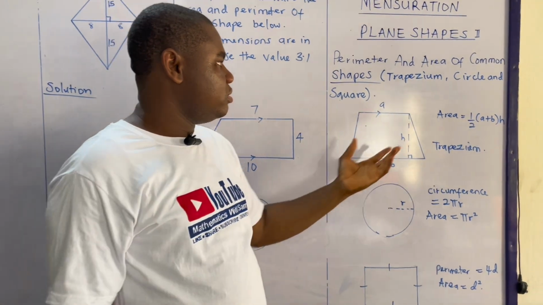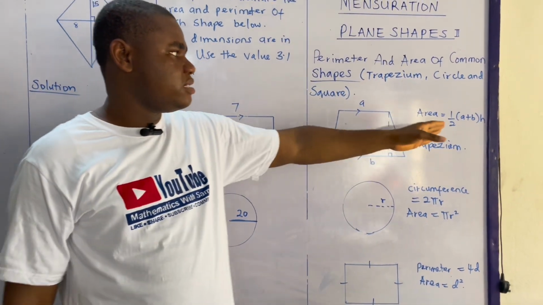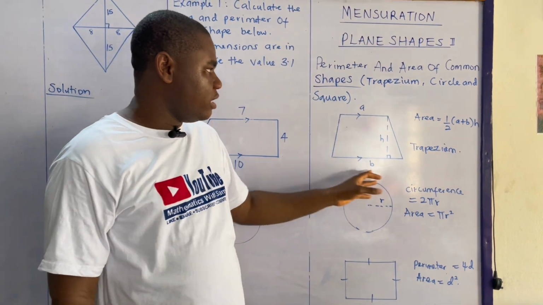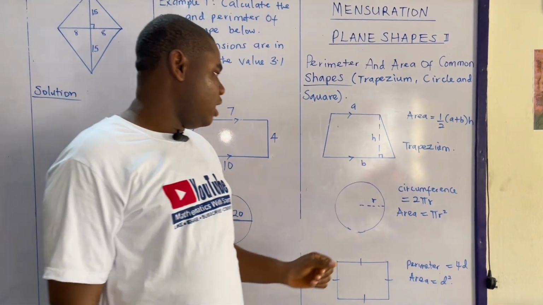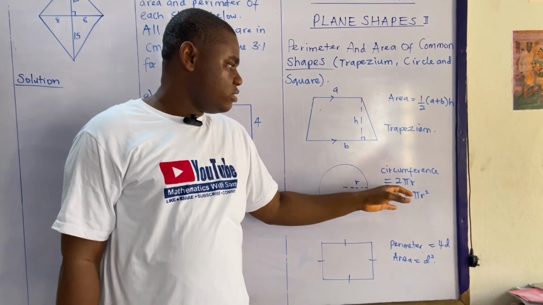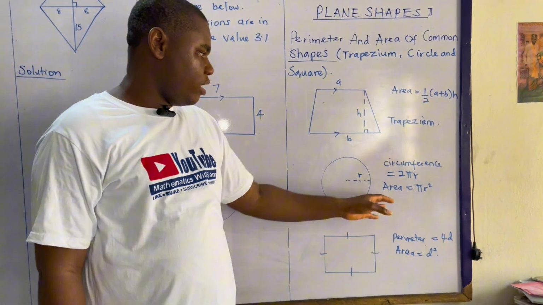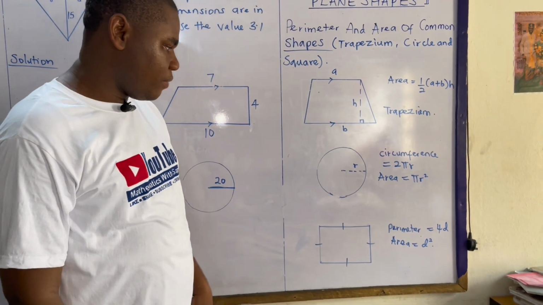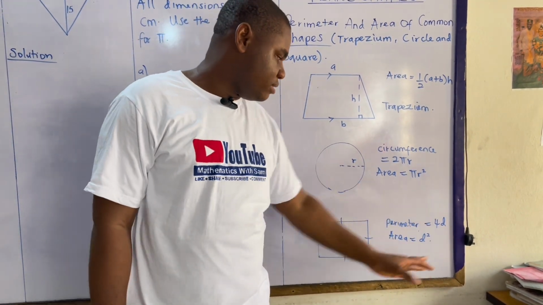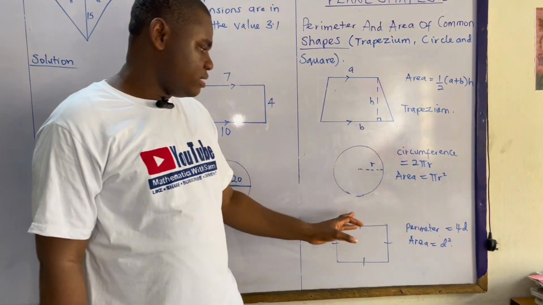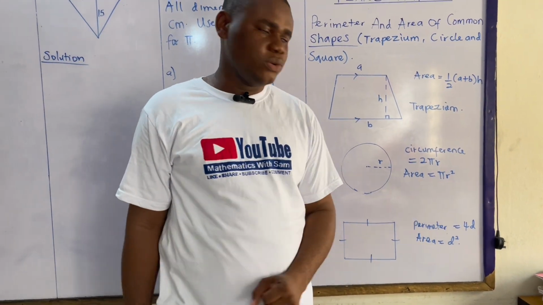Now, as we all know, the area of a trapezium is half in bracket a plus b, the two sides, times the height. For a circle, the circumference is 2 pi r, and the area is pi r squared. Then for a square, the perimeter is 4 times the side, and the area is the side raised to the power of 2.